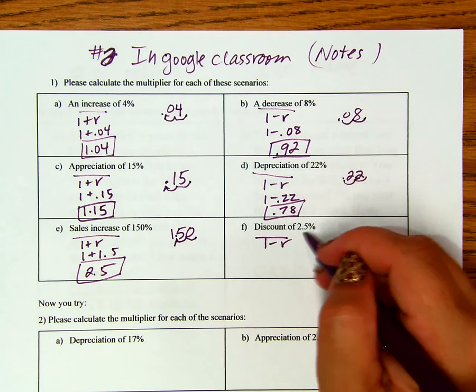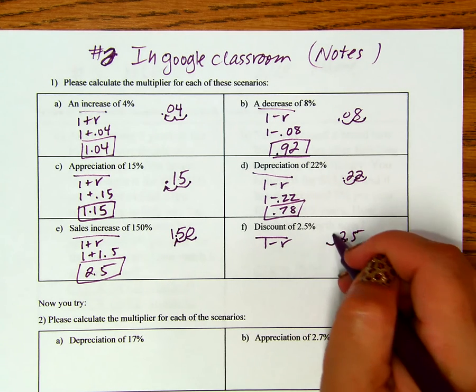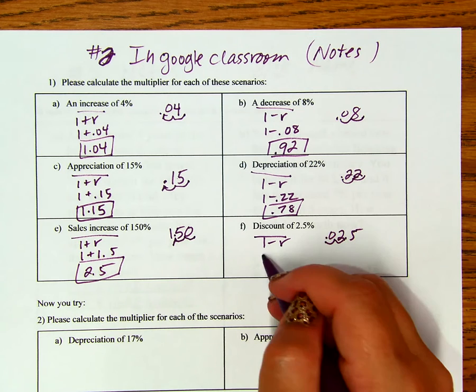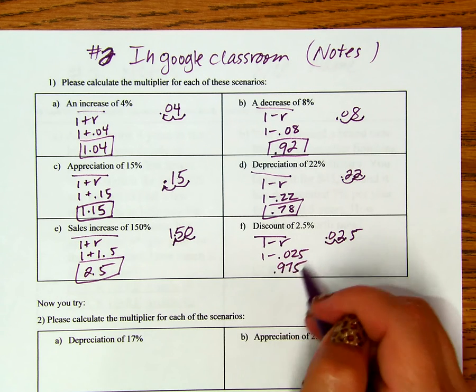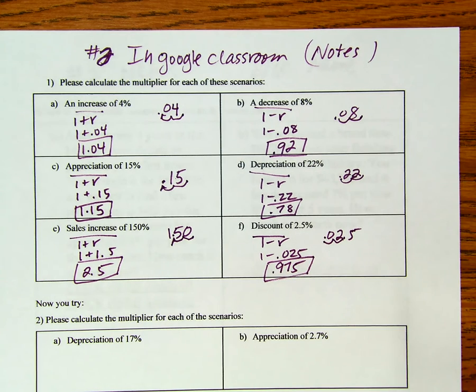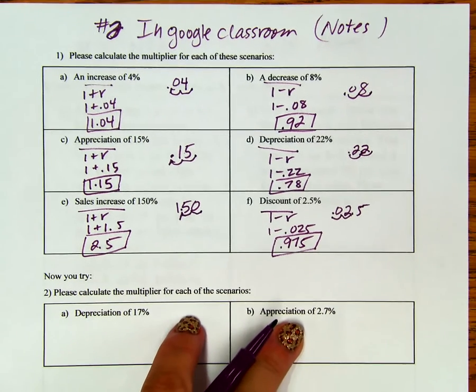Finally, really small discount this time. Just follow the same steps. Move it twice to the left. Yes, there's a 0 there. 1 minus 0.025 gives me 0.975 as my multiplier. Go ahead and pause the video and you try these two on your own and then see how you do.